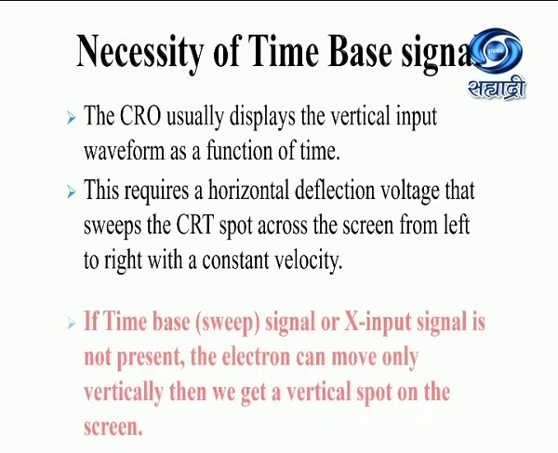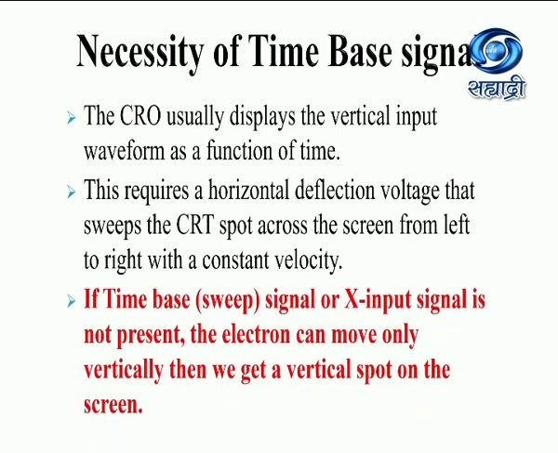So basically the CRO usually displays the vertical input waveform as a function of time. Whatever the applied signal, it is in terms of vertical input. So this requires a horizontal deflection voltage that sweeps the CRT spot across the screen from left to right with a constant velocity. If this time-based signal or X input signal is not present in the CRT, the electron can move only vertically, and then we will get only a vertical spot on the screen.